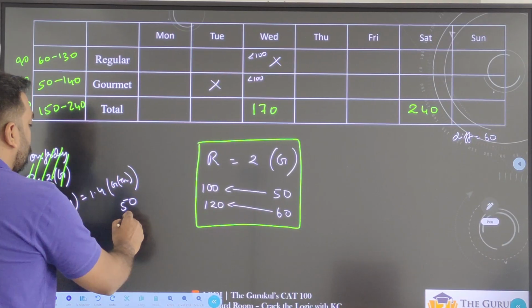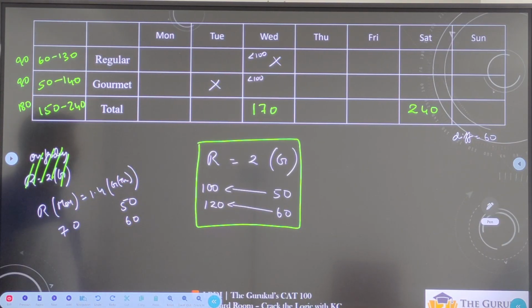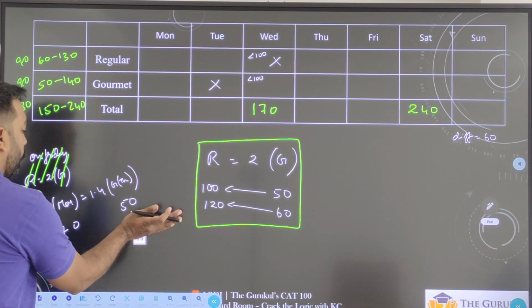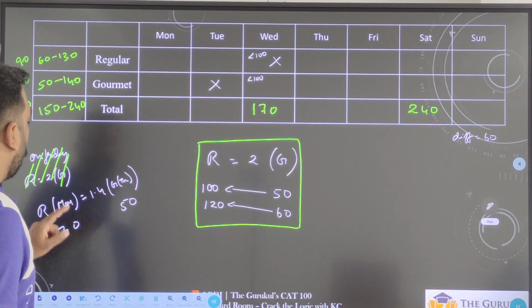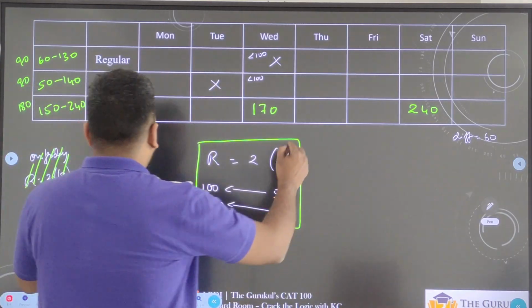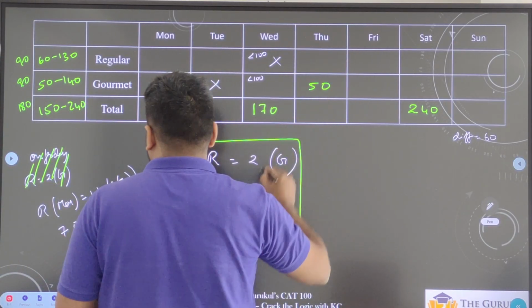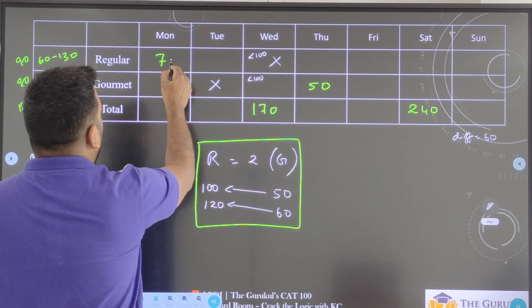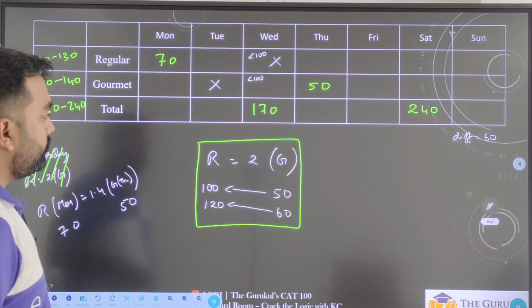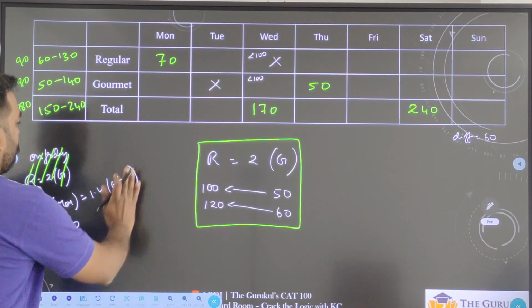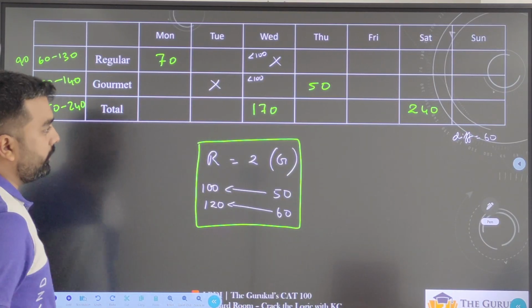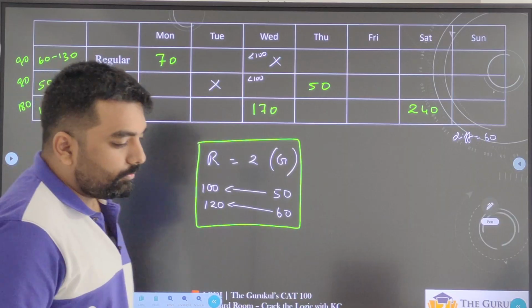If I take this as 60, 40% will be 24. But if I add 24, this will become 84. They clearly told us it is always a multiple of 10. So the only possibility we can have is 50 and 70. Gourmet on Thursday is 50 and regular on Monday is 70. So we are done with this statement also. These 2 are done. Anything else we can do?